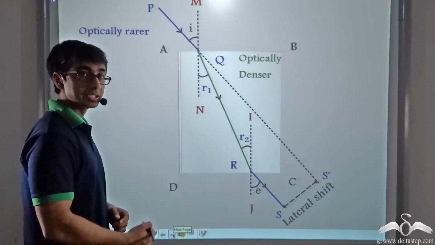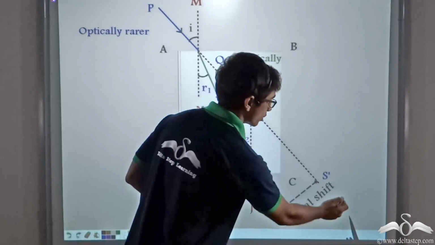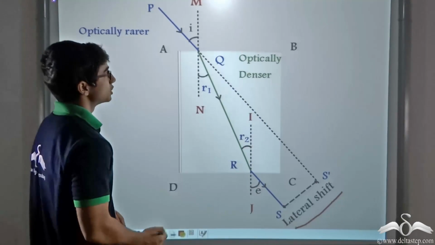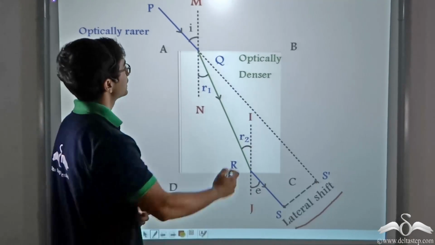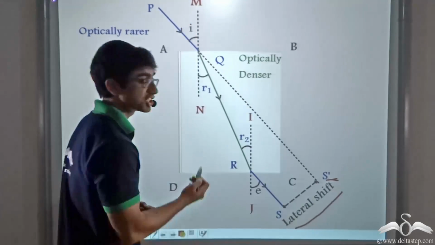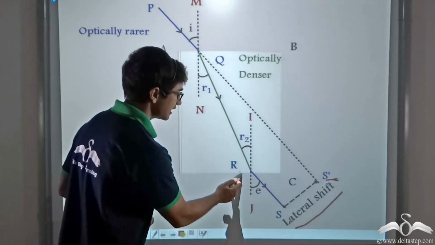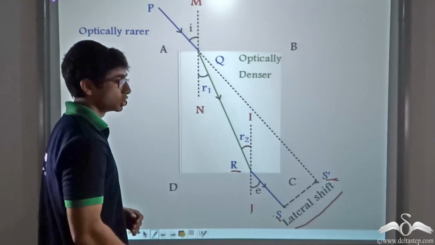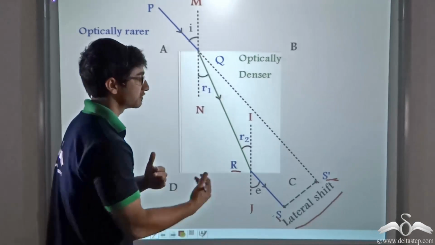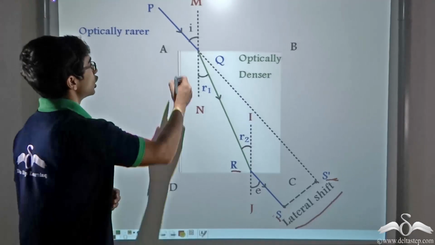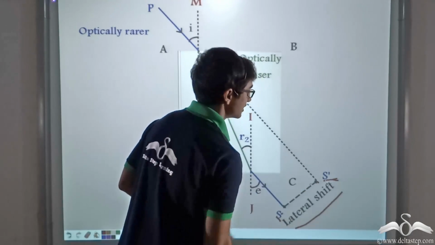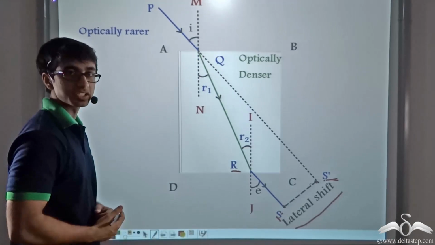This shift in the path of the light ray is known as the lateral shift. Lateral means sideways. So as you can see from the diagram, ray PQ when extrapolated to S dash has shifted from the emergent ray, that is RS. So in other words, we can say that the emergent ray has been shifted from the original path of the incident ray. So this S dash is termed as the lateral shift.